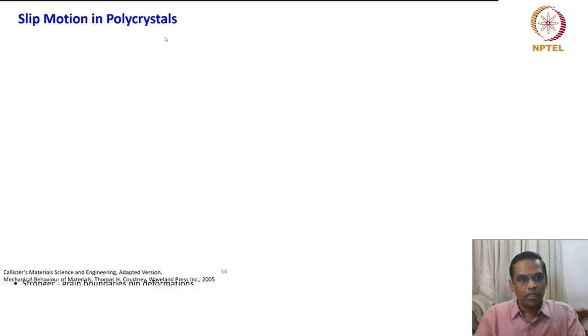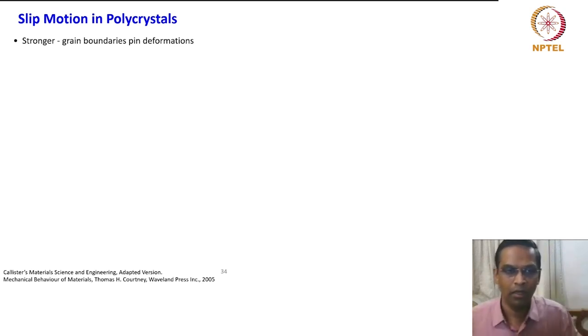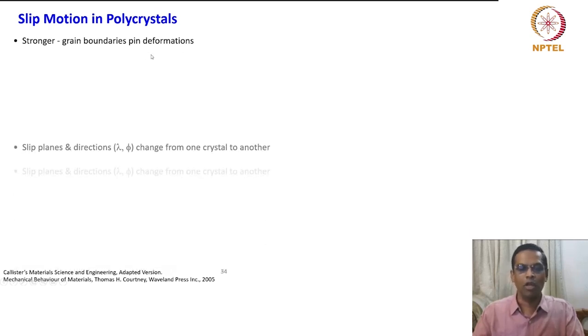Slip motion in polycrystals. Okay, so now we looked at the basic mechanisms of plastic deformation called slip and twinning in single crystals, and then we looked at all the details. Now we'll move on to polycrystals, and the word itself says that the polycrystal will have a lot more constraints because they have grain boundaries. They are going to strongly pin the deformations. That is one idea.